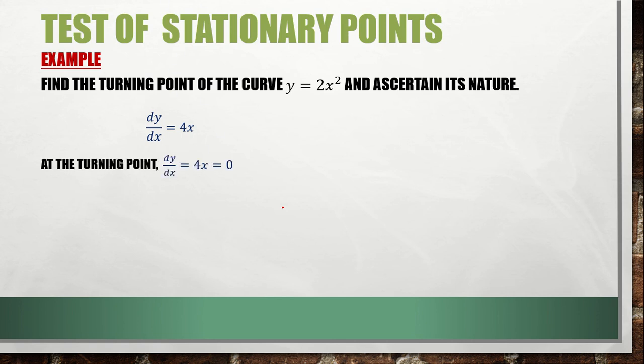Then, at the turning point, which we don't know, we are looking for that turning point, the gradient must be 0. So if I equate that working for x, x will be equal to 0. So it means the turning point has its x coordinate as 0. That is something we need to know.